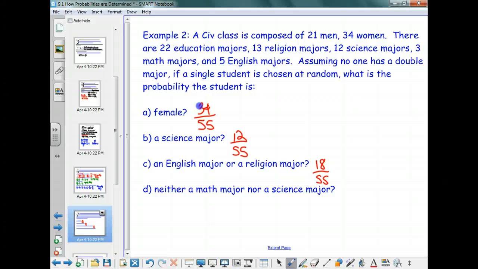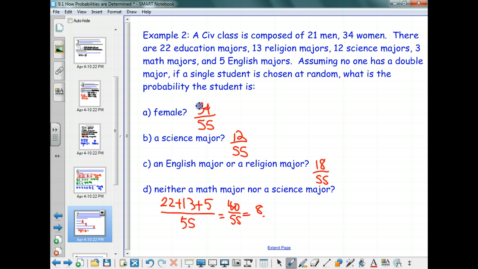It says neither a math major nor a science major. There's at least 2 ways to do this problem. Okay, so Lauren, if you're giving me an answer, you need to tell me how you got it. Okay, so you added the majors up besides math and science, so tell me what numbers you added up. 13. Okay, and then you wrote that number over the 55, right? What is that one? 40 over 55, which we would reduce, of course, later. But what is it? 8 over 11.